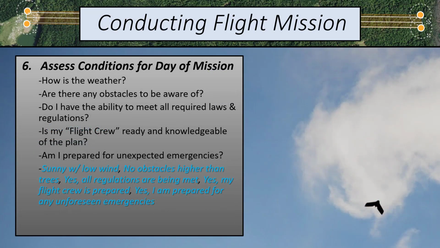On the day of your flight mission, before sending the UAS into the air, you need to first make sure to fully assess the conditions of your site of interest. You need to ask yourself several things like, how's the weather? Are there any obstacles that I need to be aware of? Do I have the ability to meet the expectations of all required laws and regulations? If I have flight observers assisting me, are they ready and knowledgeable of the plan? And lastly, am I prepared for unexpected emergencies, like a loss of signal from the UAS?